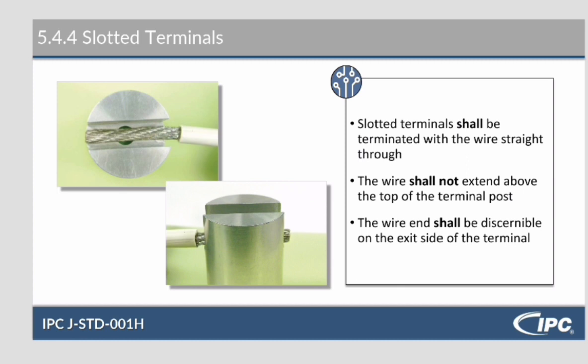Slotted terminals shall be terminated with the wire straight through. They shall not extend over the top of the post, and the wire end shall be discernible on the exit side of the terminal. You need to make sure that your wire's gone all the way through. The only way to really tell that is if you can see the wire on the other side.